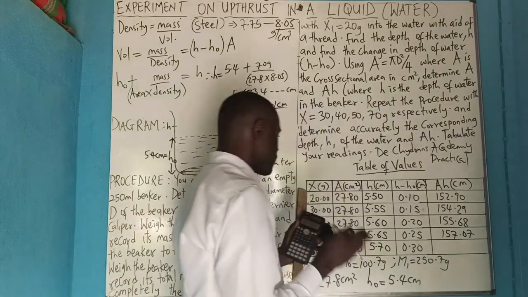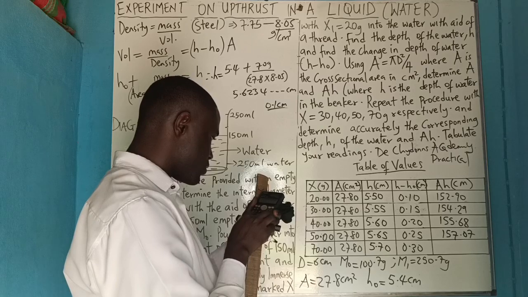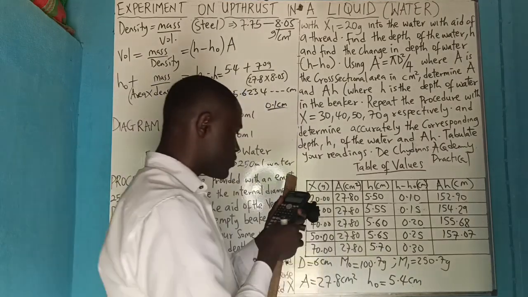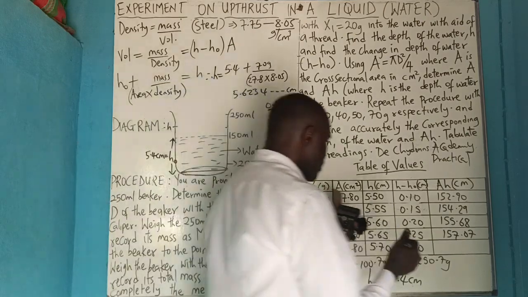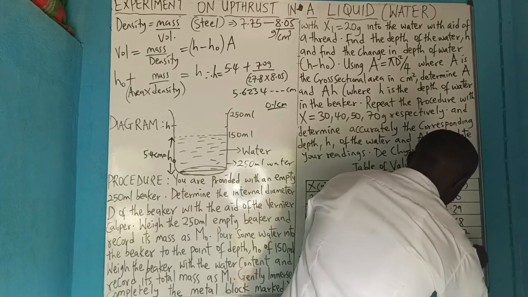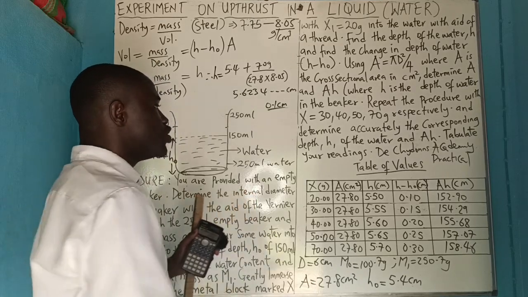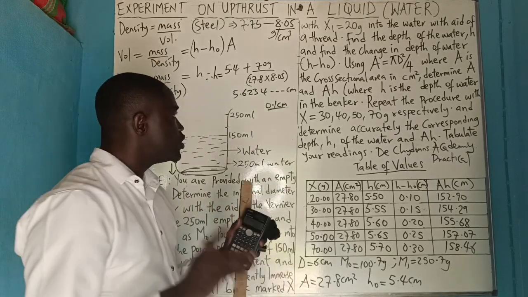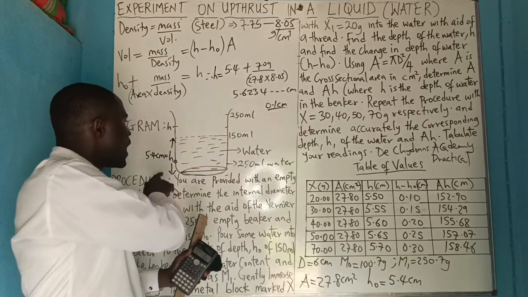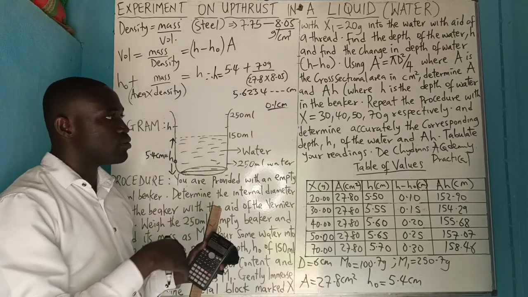157.07. Then 70. Multiplying 5.70, we'll be having 158.46. And so with this approach, you have gotten your table for this experiment. Just note the mass of the empty beaker, that is m1, and note the height of the water, that is h2. You are good to go to do your manipulation.